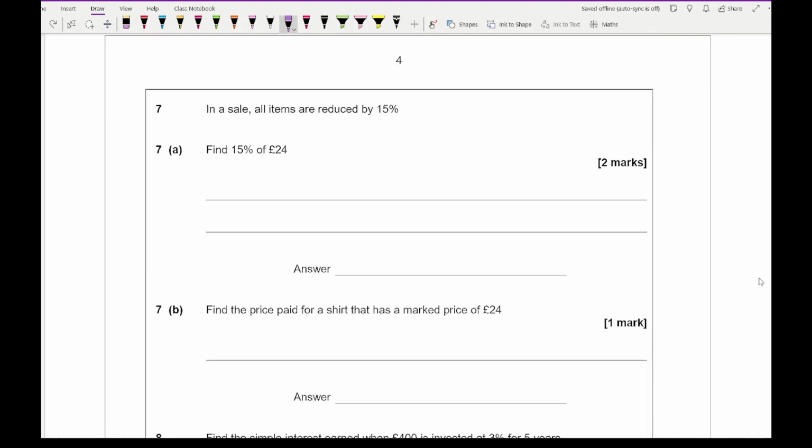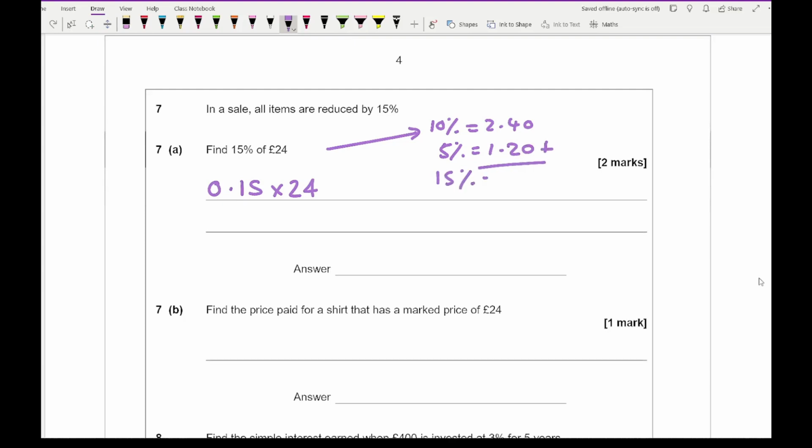Moving on to question 7, it says in a sale all items are reduced by 15%, and then for 7a it says find 15% of 24. Well again, if it's on a calculator, you're doing 0.15 times 24. If it's non-calc, well 10% is £2.40. 5% is going to be half of that, which is £1.20. So 15% is going to be those two amounts added together, which come up to £3.60.